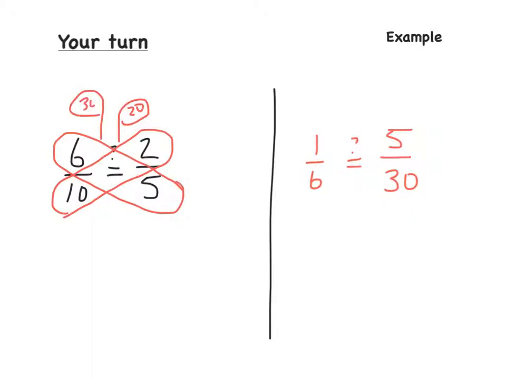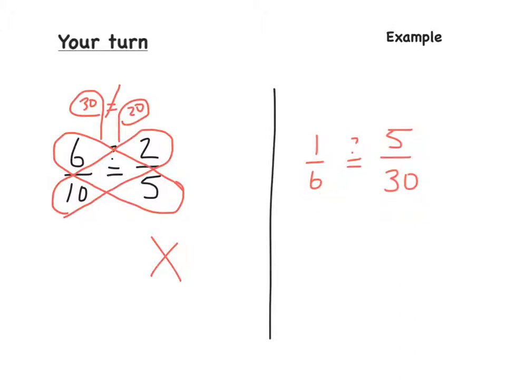And that's 30. So is 30 equal to 20? No, it is not. Thus, this is not a proportion. Now let's try the one off to the right. We have 1/6 and 5/30ths. And this one, it looks like they might be proportionate.